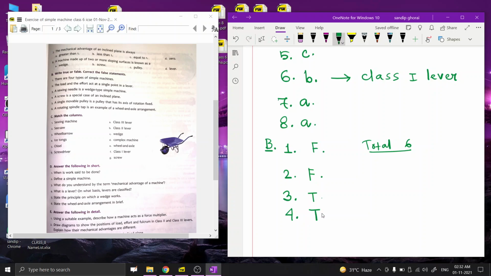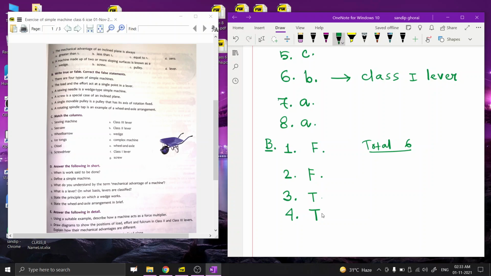Okay, here we already know a screw is a special case of an inclined plane, because a screw is actually an inclined plane wound around a rod. That is why it is a special case of an inclined plane.